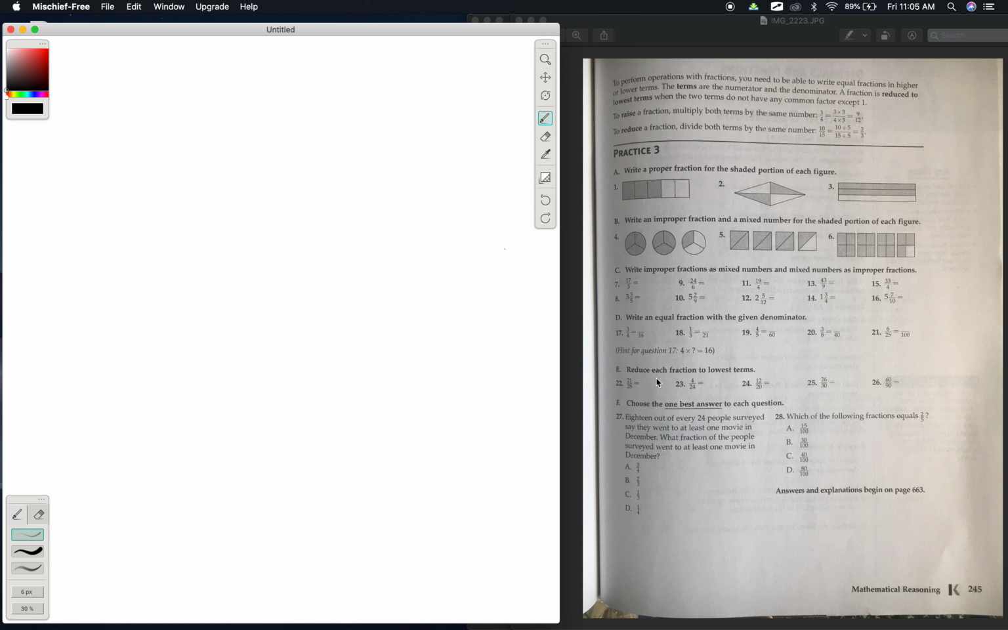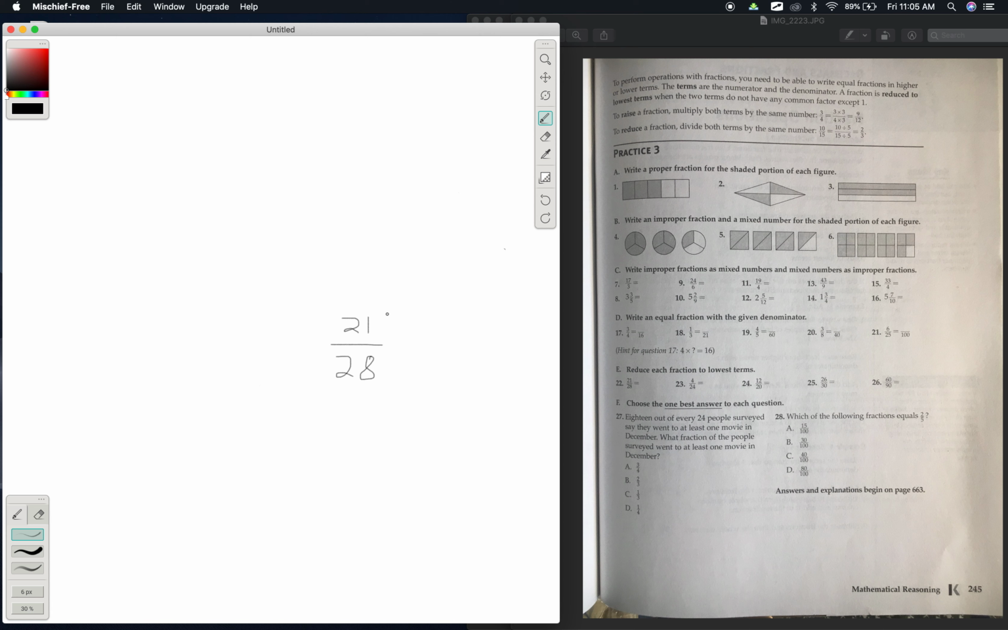Reduce each fraction to lowest terms. Okay, 21 over 28. So what we need to do is find the highest number here that goes into both of these and divide them. Finding the highest is actually the easiest way to do it. It makes it a one-step process. Otherwise, you can pick any number that goes into them that's lesser than them, but you may just have to break down the steps a few more times.